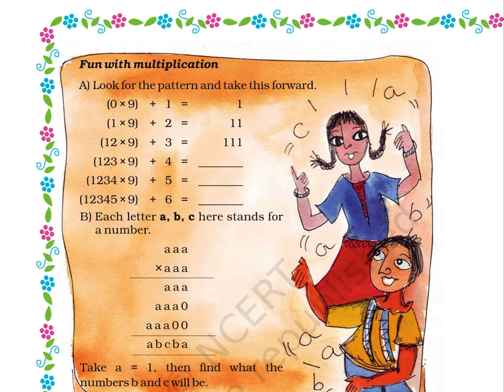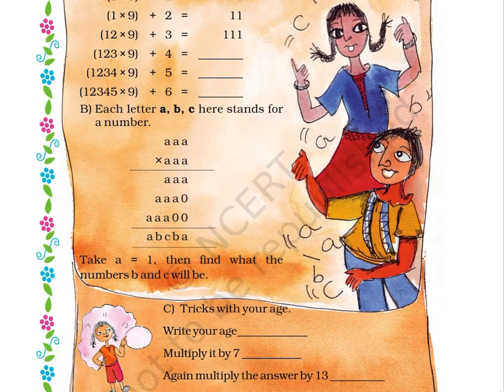AAA multiplied by AAA, AAA0, AAA00, ABCBA. Take A is equal to 1. Then find what the numbers B and C will be.